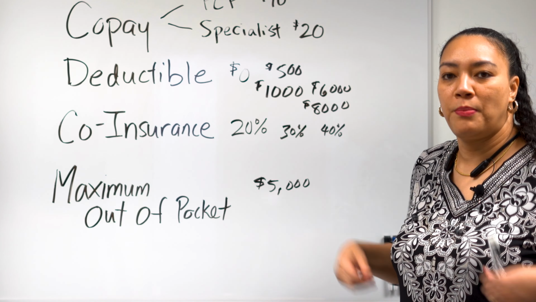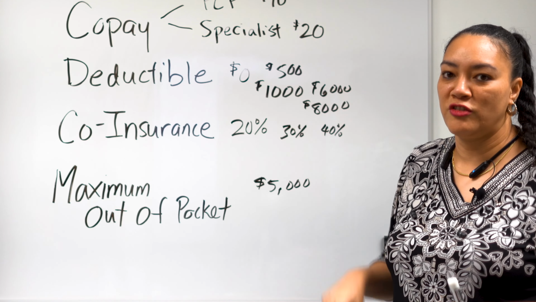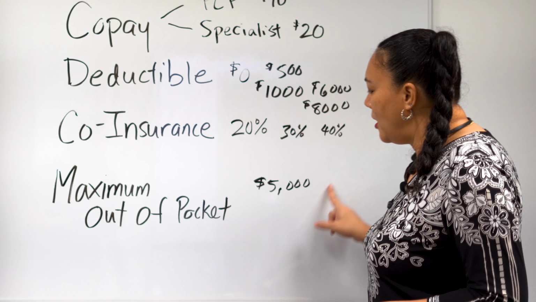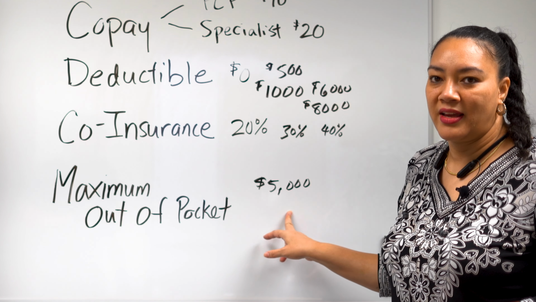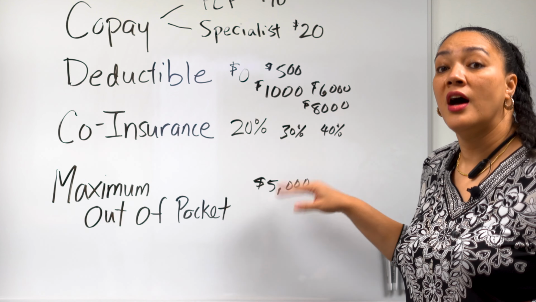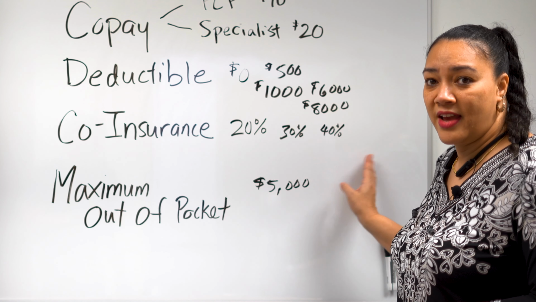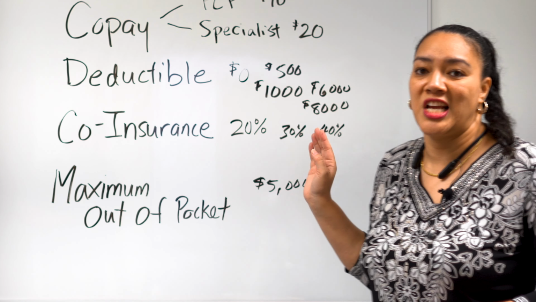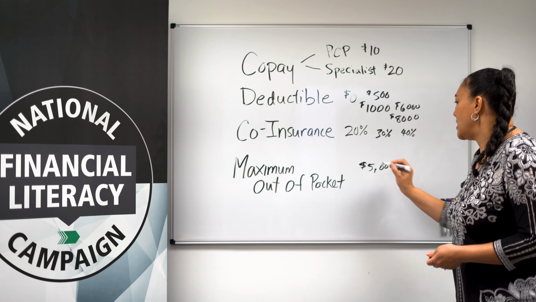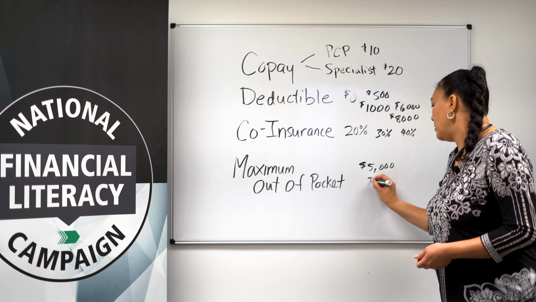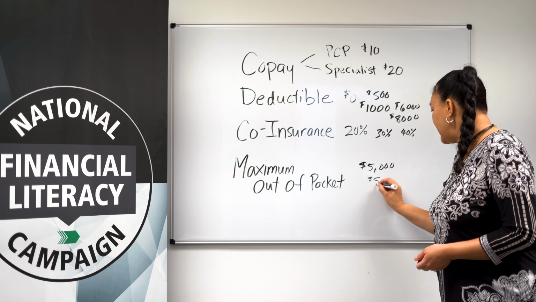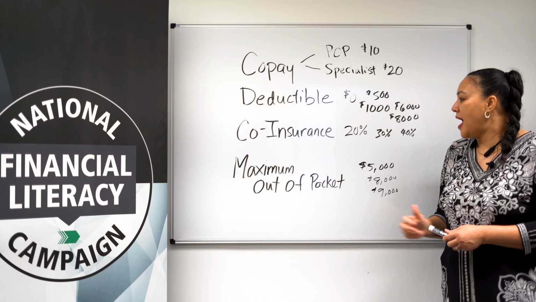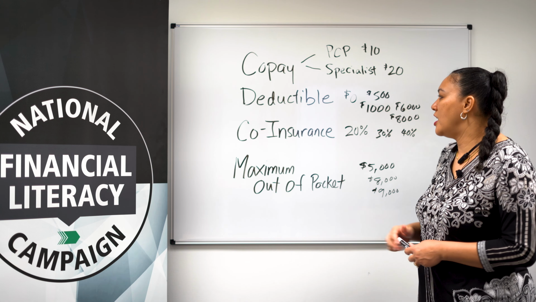But if all the money that you pay out of your pocket, including the copays, including the deductible, including your 20%, starts to add up and reaches whatever that maximum out of pocket is, then the insurance company covers 100% of the rest of your medical bills from that day until the end of the policy, which is usually December 31st. And then January 1st, it'll start over again. So this maximum out of pocket could be $5,000. It could be $8,000. It could be $9,000. Okay, so it could be any of these. And once you hit your maximum out of pocket, you're 100% covered.